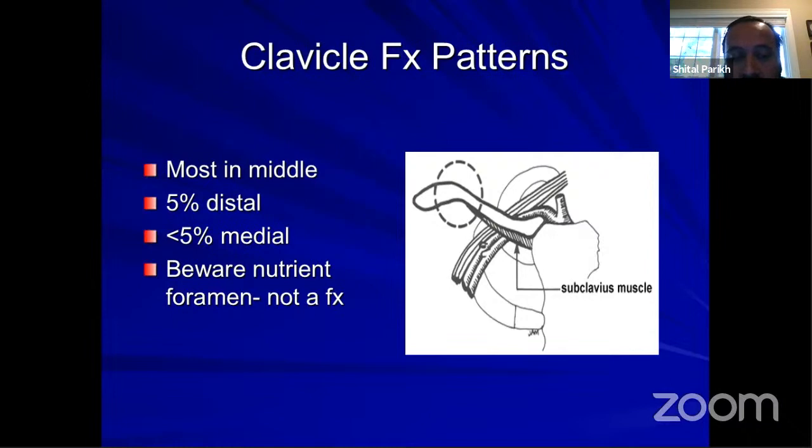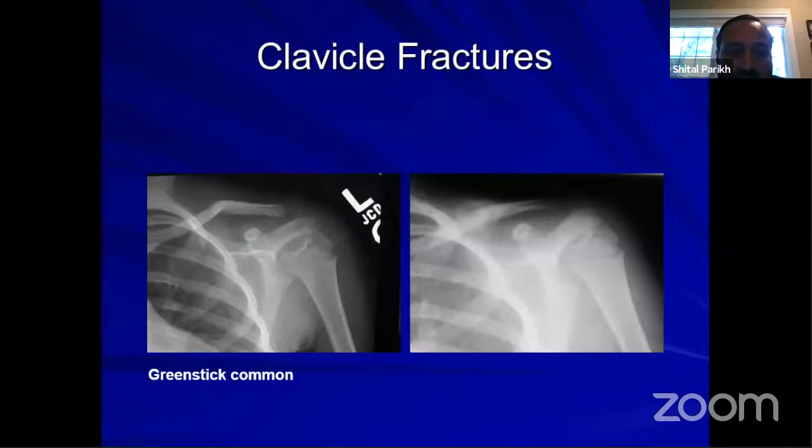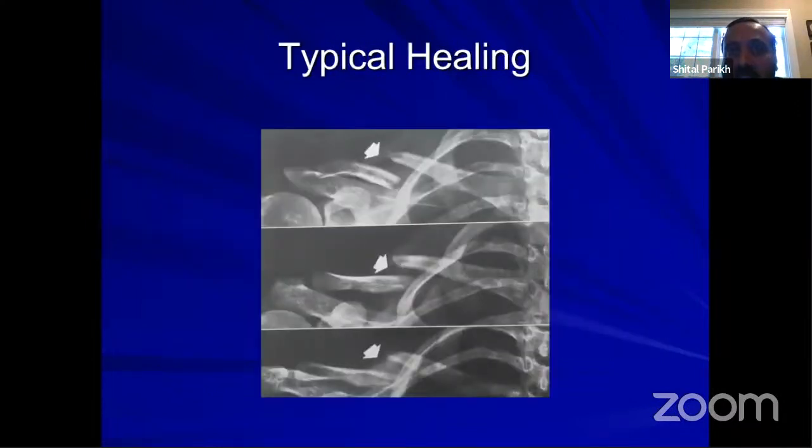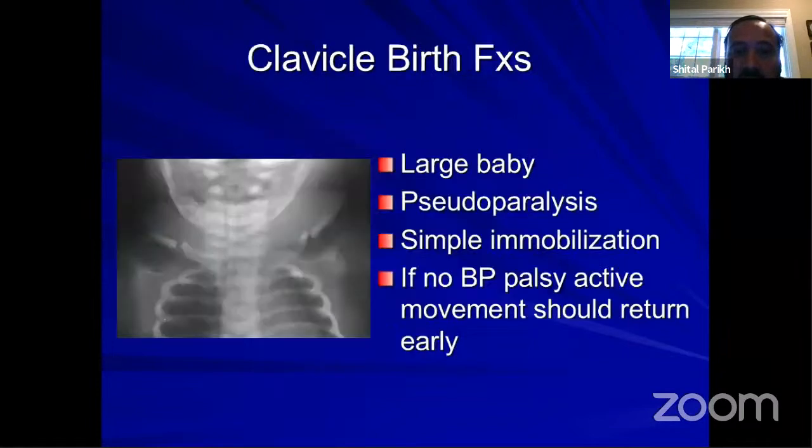You need to beware of the nutrient foramen, not to think of it as a fracture. Greenstick fractures are common. They heal very well, but as with other greenstick fractures of long bones, the callus is a little less compared to a complete fracture. So there is a higher refracture rate when you see a greenstick fracture, and it's better to make the family aware of it. In typical healing, even if the fracture is completely displaced, the periosteal tube is intact, and that leads to ossification between the ends and healing of the fracture.